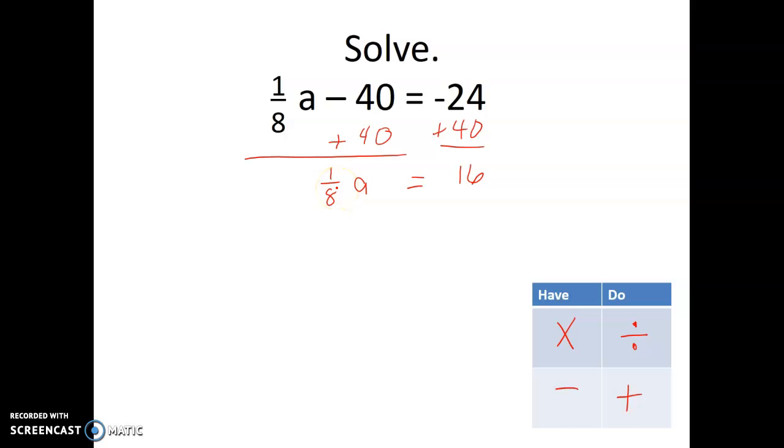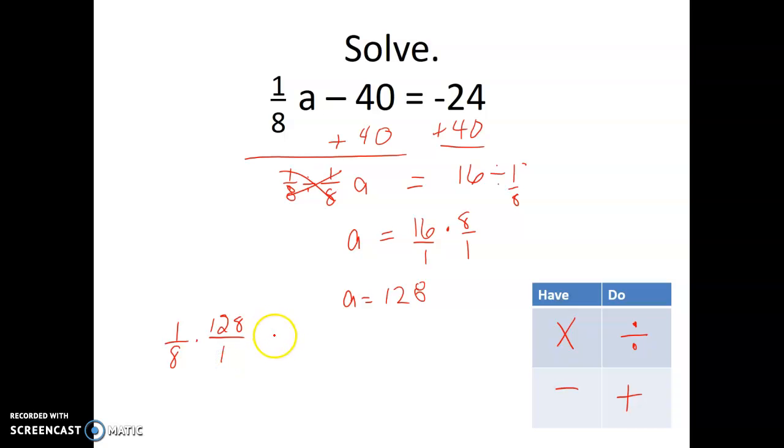I am multiplying by 1/8, so I'm going to divide by 1/8, which means that I'm going to need to divide both sides by 1/8, which means these guys are going to cancel out. I'm going to get left with a over here, but over here I'm going to have to keep it, change it, flip it. So when I work that out, I get a equals 128. And when I go to check it, I'm going to go 1/8 times 128 over 1 minus 40 should equal negative 24.